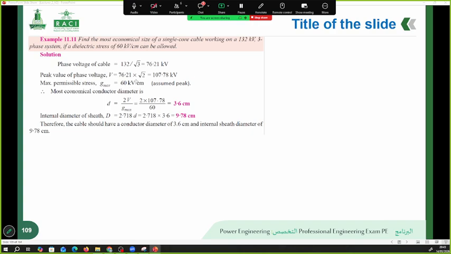This is the RMS value, so the peak value can be calculated based on this. Geomax D can be calculated based on this equation. And finally, the internal diameter of the shield D is equal to Euler value times D, so we can find this value. So this example demonstrates how electrical stress limitations directly influence cable dimensions and help engineers achieve a safe and cost-effective insulation design.